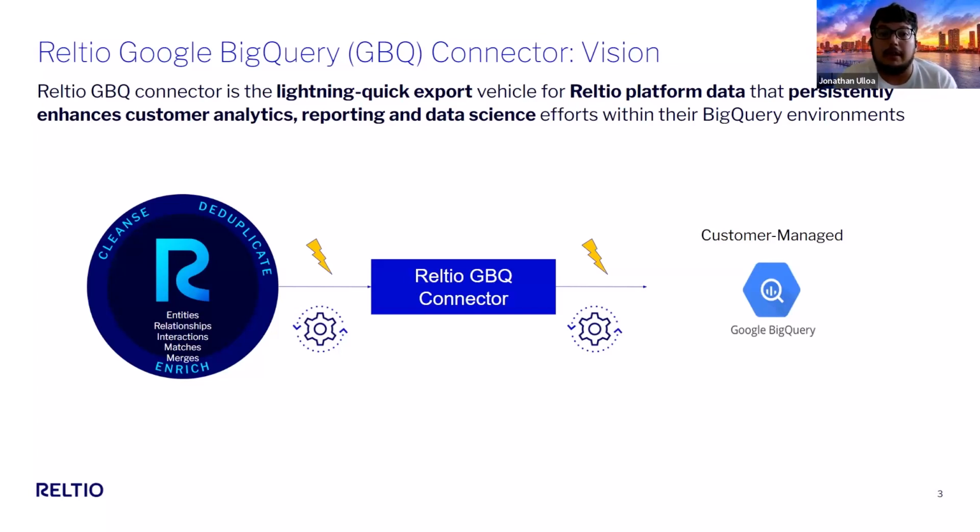And when you think about the GBQ connector, that's exactly what we're looking to do: take this data out of the Reltio platform and have it persistently sync into the GBQ warehouse. It's persistent, but it's also near real time, and it's enabling these customers to make the data-driven insights that they require from accurate data. That's essentially what we're trying to do with analytics, reporting, and data science teams, enabling them to make the right decisions with Reltio data. And that's pretty much the gist of what we're talking about with this Reltio GBQ connector.